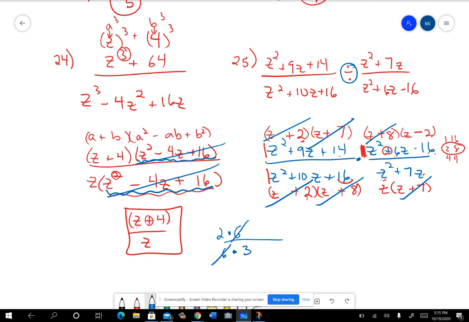And then that's all you can do, because don't be tempted to break up the married folk. The z minus 2 is a factor. You can't separate the z from the 2 and knock the z out. So on top, you have a z minus 2. On the bottom, you still have a z. That would be your final answer.